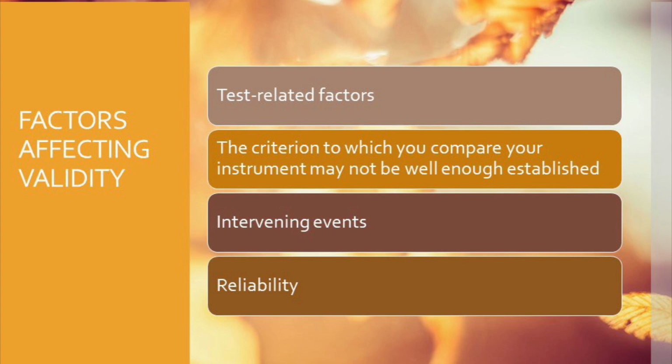Intervening events, including a big interruption in the test, or maybe the test taker becomes ill when it's time to retake the test, and so on, these are again factors that can affect validity. And of course, reliability affects validity. A reliable measure isn't always valid, but a valid measurement is generally reliable.